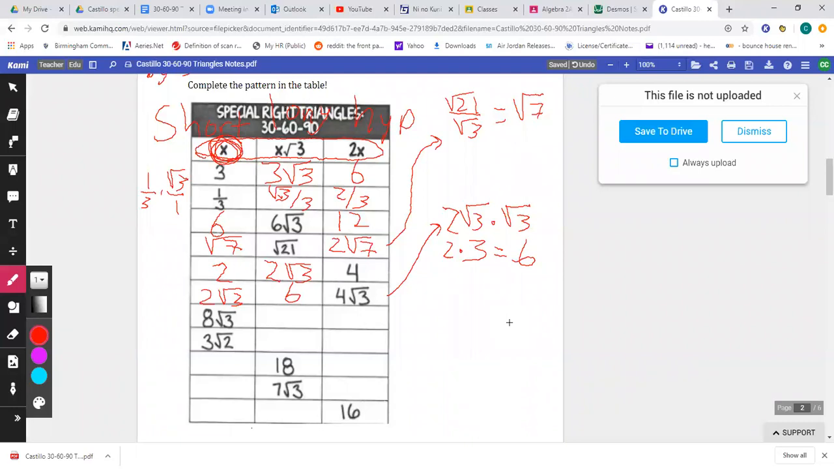Okay, I want everyone to try to do the next 2 lines. Please try these.